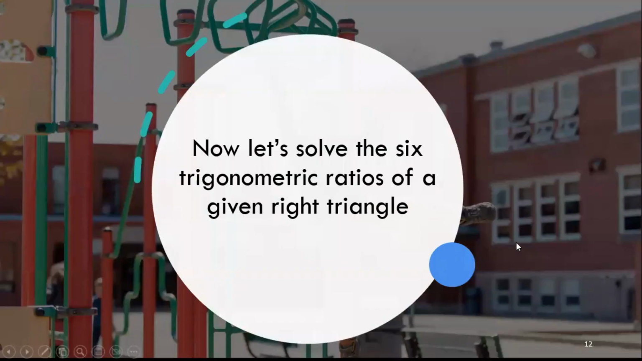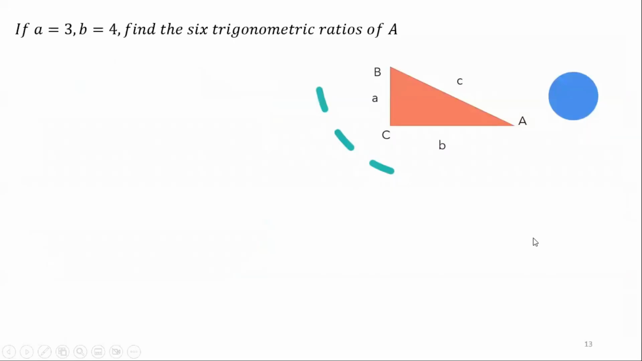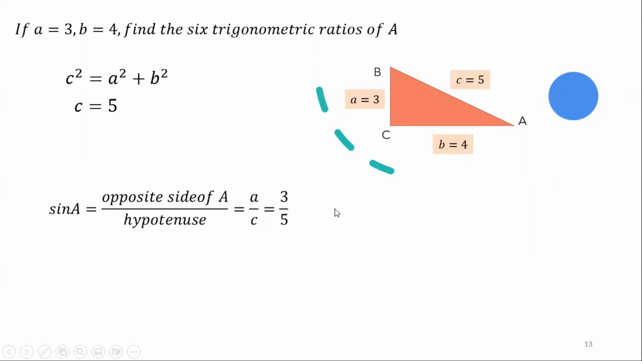Now let's solve the six trigonometric ratios of a given right triangle. For example, if a is equal to 3 and b is 4, find the six trigonometric ratios of angle A. So given this right triangle, angle A is here, a is 3, b is 4. Since we only have two sides, to solve for the third side, we use the Pythagorean theorem, and c equals 5.